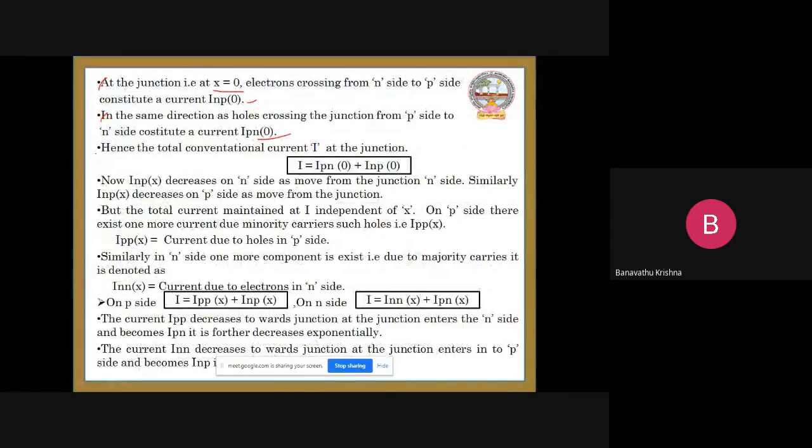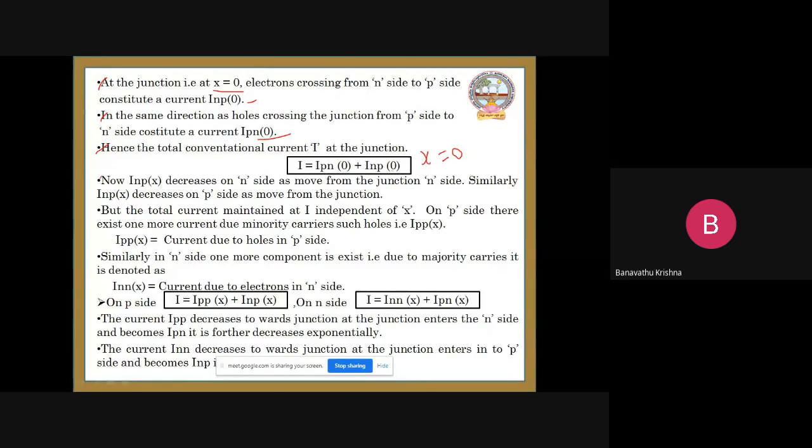So hence the total conventional current I at the junction is I equal to IPN of 0 plus INP of 0. At junction means X equal to 0.